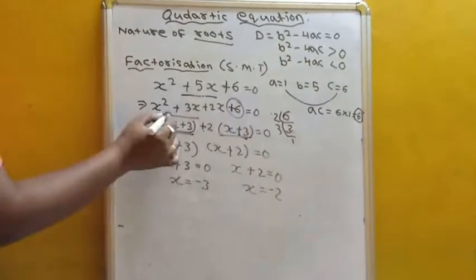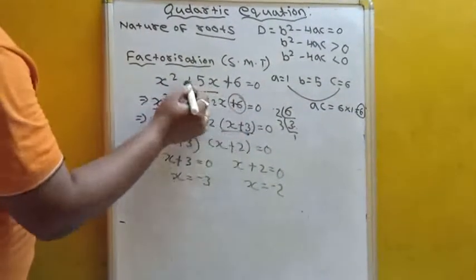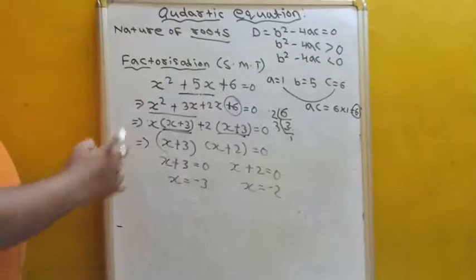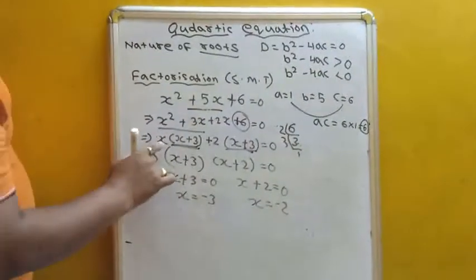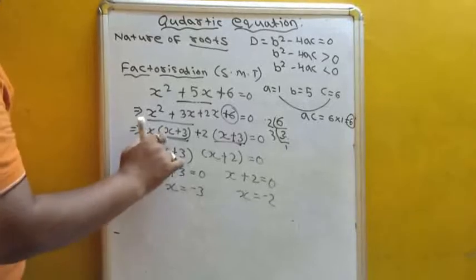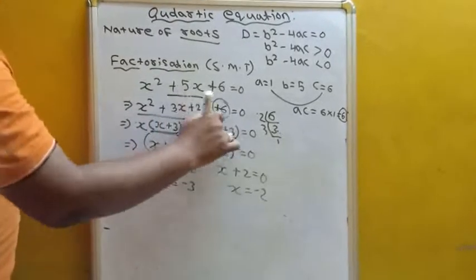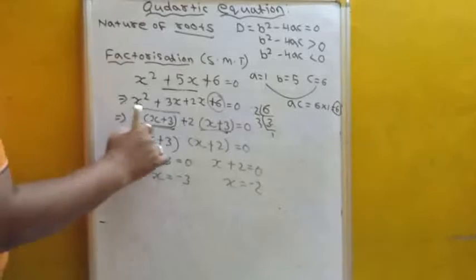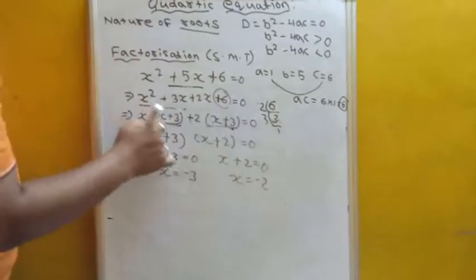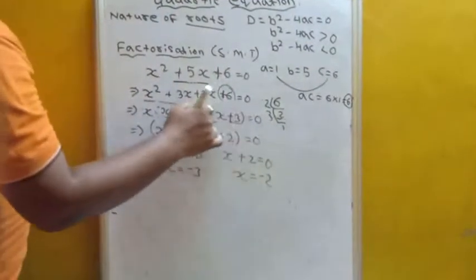Why did I write plus here? Because both the numbers are plus, so I wrote plus. So x square plus 3x plus 2x plus 6 equal to 0. So I took x common, x bracket x plus 3. Here also 2 common, bracket x plus 3. Otherwise, what you have to do is take out the common, what you have written, x plus 3. You just write this x plus 3.